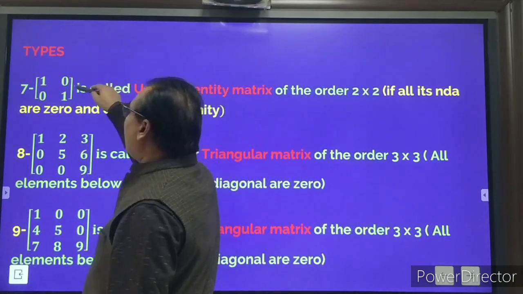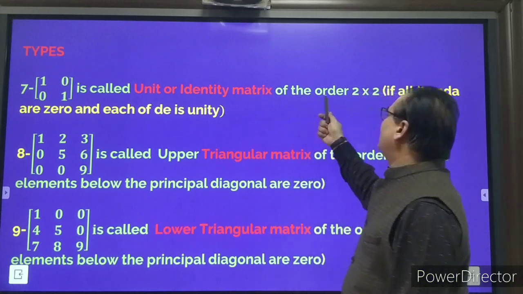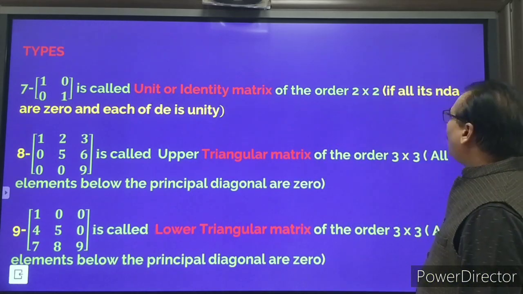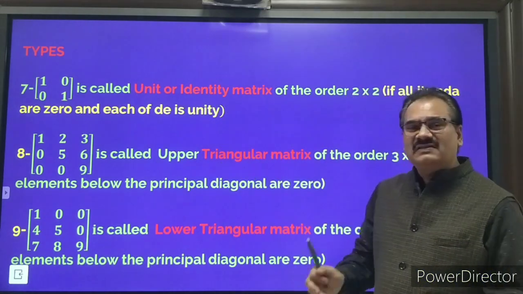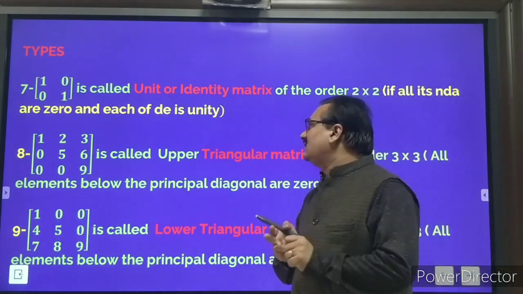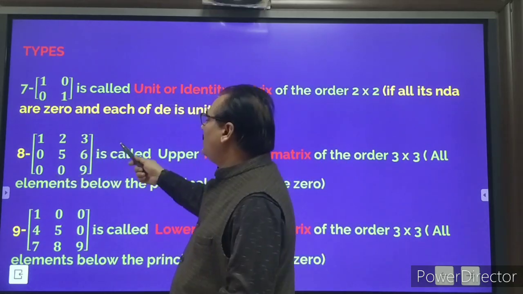Okay, this is the identity: 1 1 and 0 0 is called the unit or identity matrix of the order 2 cross 2 if all its non-diagonal elements are 0 and each of the diagonal elements is unity. Then we call this a unit or identity matrix. Here, this is also a very beautiful matrix.